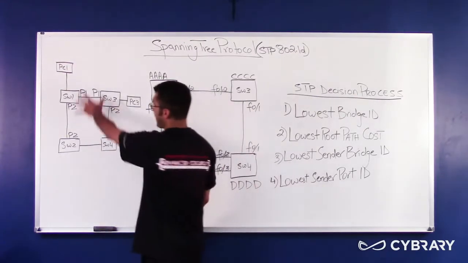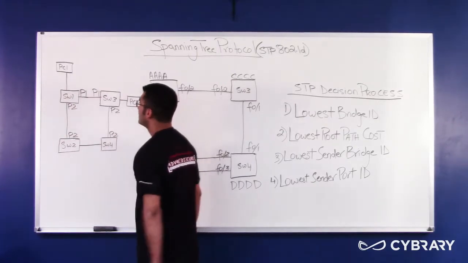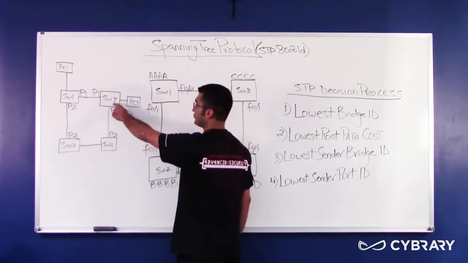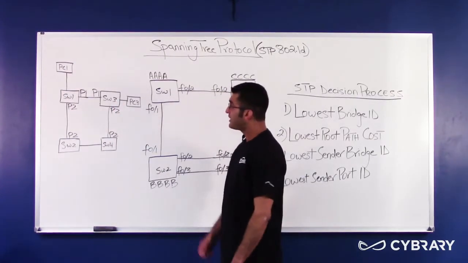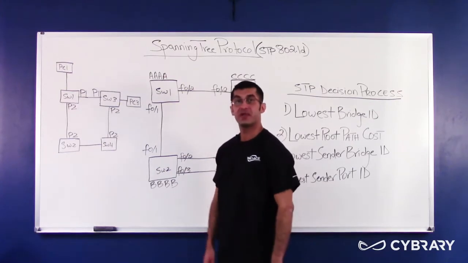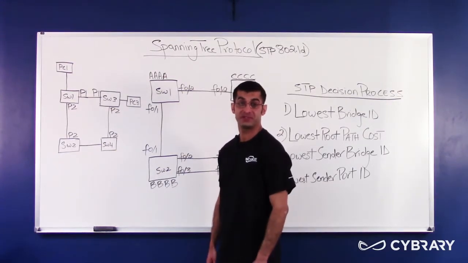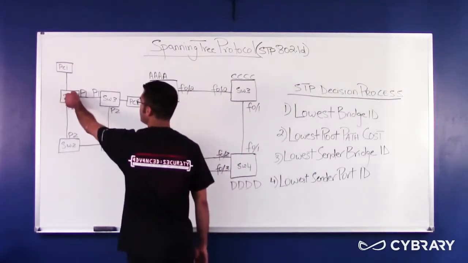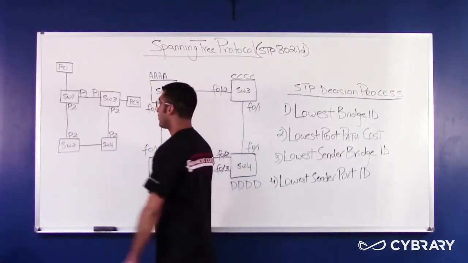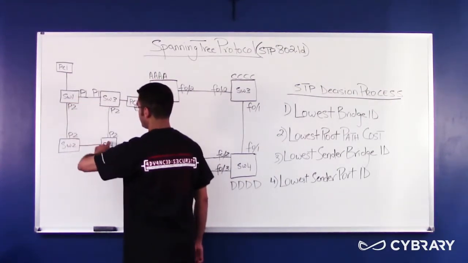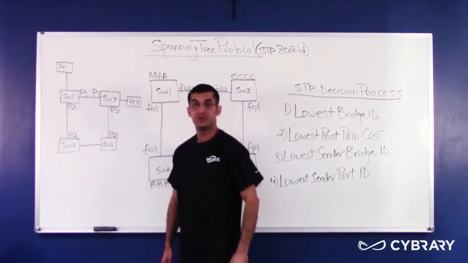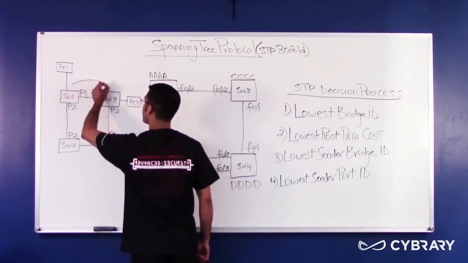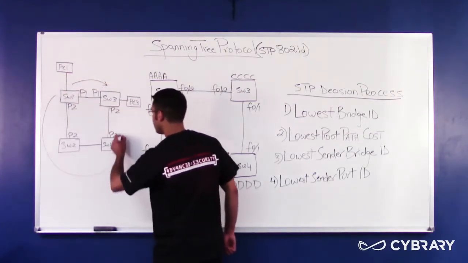Now, if you look at this diagram over here on the left-hand side, you see that PC1 is connected to switch 1, and PC3 is connected to switch 3. Now, between switch 1 and switch 3, there are two paths. There are redundant links present, or there are redundant paths present. One is directly from switch 1 to switch 3, and the other one is from switch 1 to switch 2 to switch 4, and again, back to switch 3. So there are two paths between switch 1 and switch 3. One going this way, and one going this way.